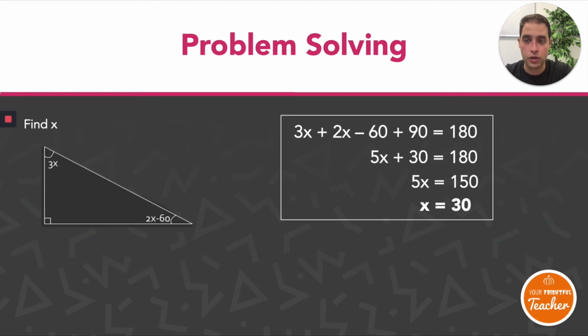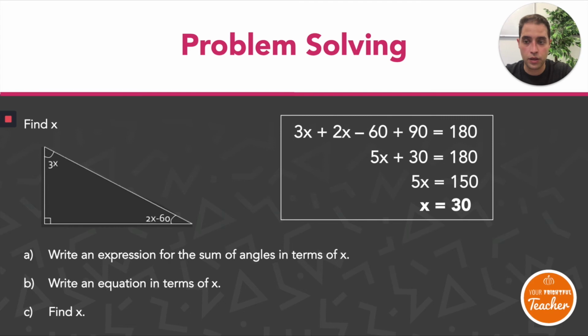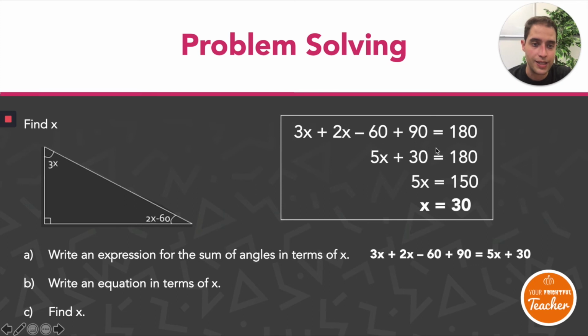Okay, so find x. You might be given something like this. Instead of find x straight away, you could get: A, write an expression for the sum of angles in terms of x. Then write an equation in terms of x, and then find x. So they can break it down into these three sub questions. So what does an expression look like? Well, basically what I'm saying is 3x plus 2x minus 60 plus 90 equals 5x plus 30. So I'm adding all these together and I'm saying that it's equal to that simplified version. So here is an expression.